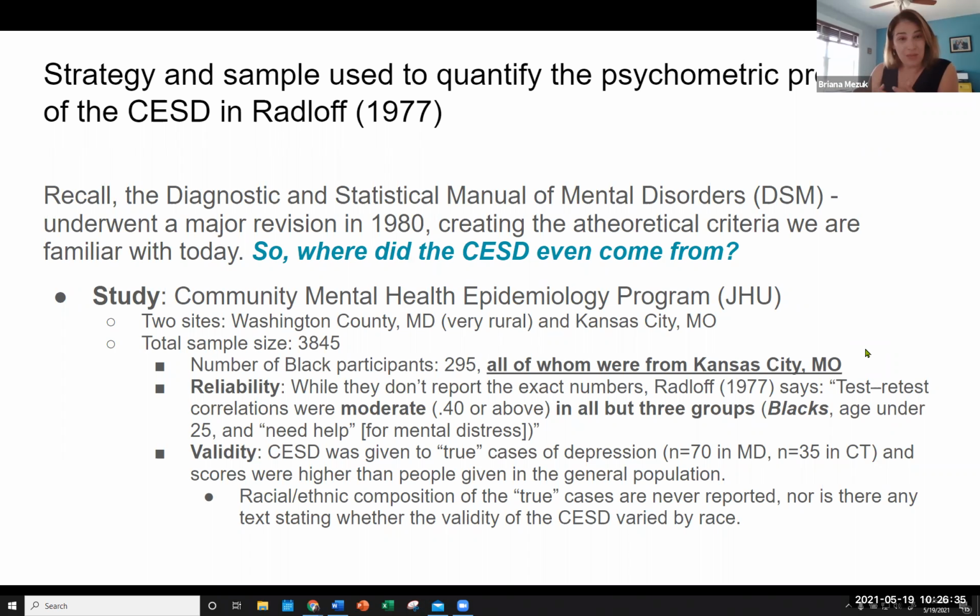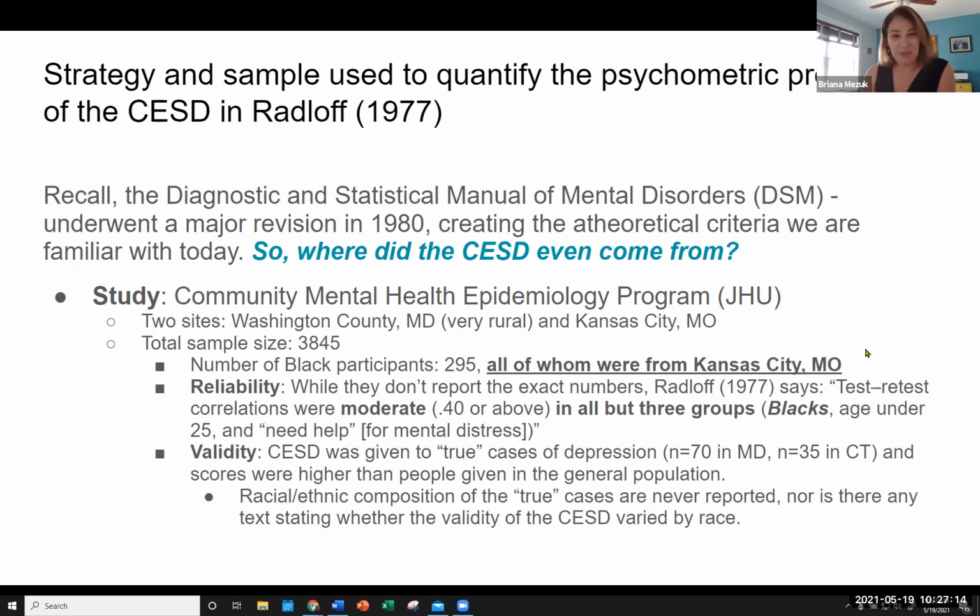And sure enough, they found that when they gave the CESD to people who were hospitalized for depression in Maryland and Connecticut, their scores were higher on the CESD than people when they gave this scale in the general population. And therefore, they determined that this was a valid measure, because we would expect people who are hospitalized for depression to score higher on this scale than people in the general population. At no point do they report the racial composition of the true cases, nor is there any text in the Radloff paper or any of the papers that it cites describing the creation of this scale, whether the validity of the CESD varied by race.